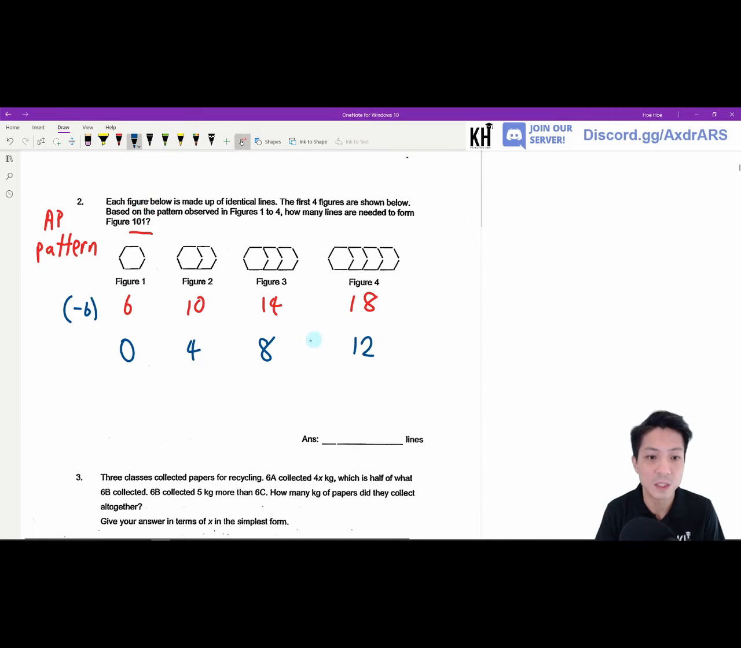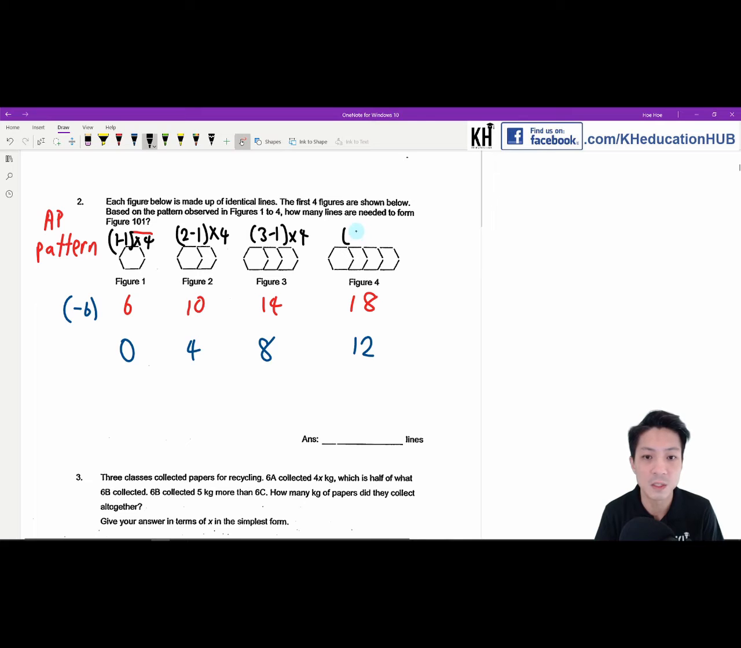How we get to these numbers is, figure number 1 would be 1 minus 1, times 4. We have to do the minus first, so it gives you a 0. Using figure number 2, 2 minus 1 times 4, I'll get a 4. This will be 3 minus 1, which is a 2. 2 times 4 will give me 8. This will be figure number 4, 4 minus 1 times 4, which is going to give me 12.